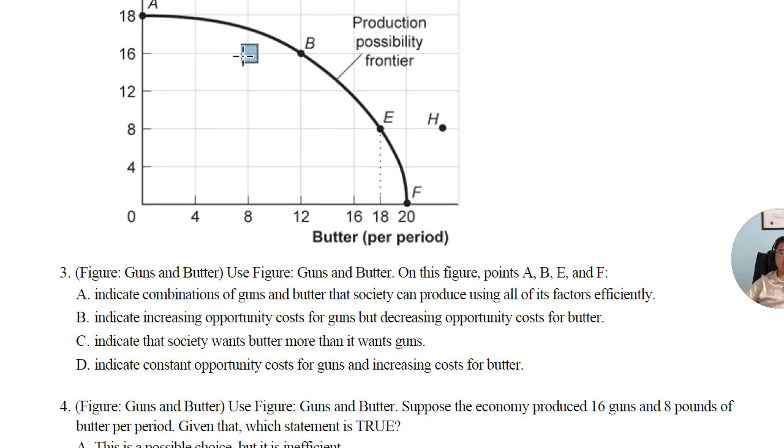This is a feasible product combination, okay, quantity combination of the two products. The economy can do it, but it is not efficient, because if you produce 16 guns, you can actually produce 12 pounds of butter instead of 8 pounds. So the resources in the economy are not fully utilized at this point. 16 guns and 8 pounds of butter is not fully utilized.